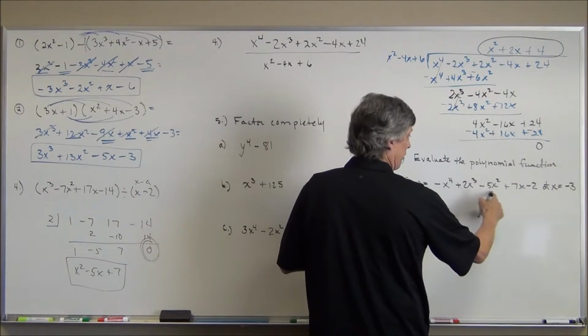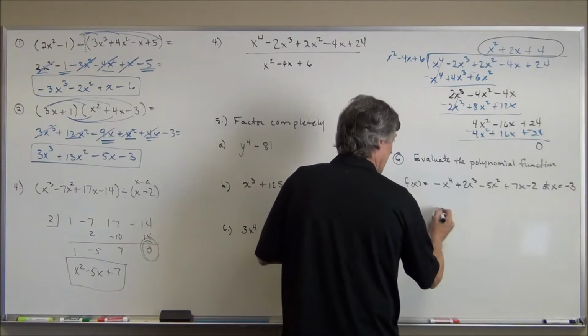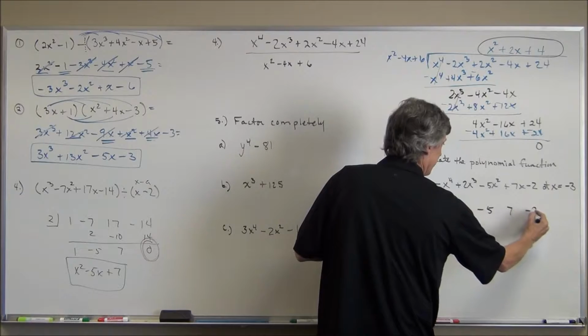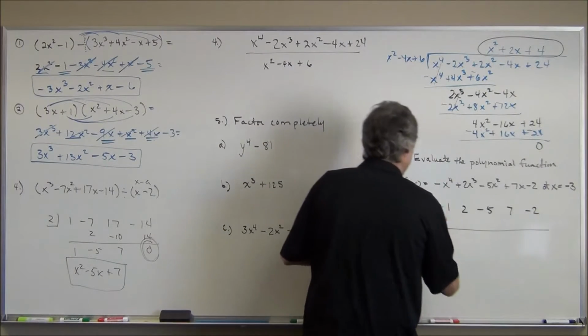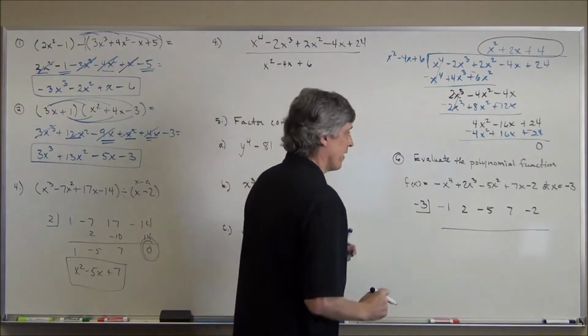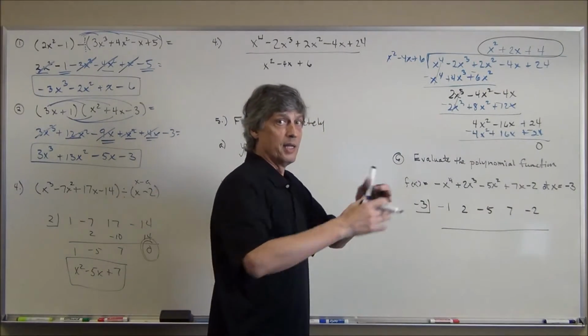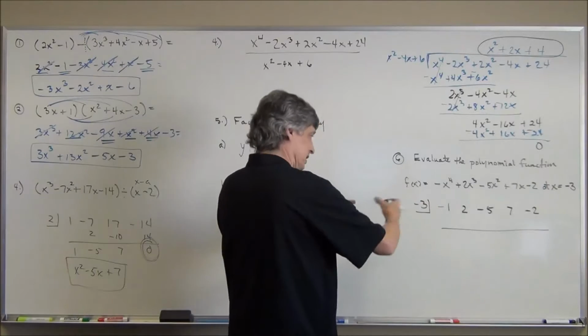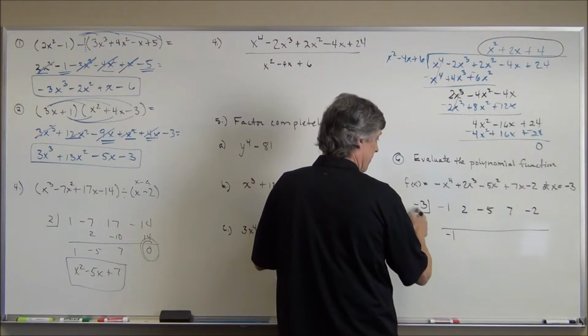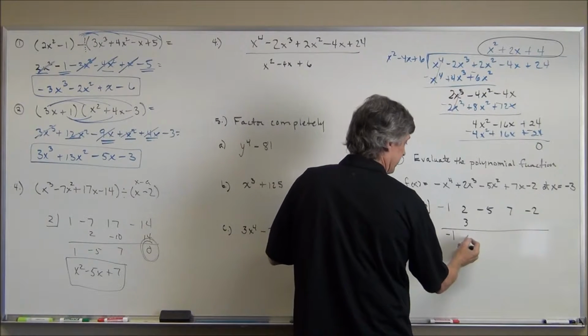X to the fourth, x to the third, x to the second, x to the first, constant. I'm going to write negative 1, positive 2, negative 5, positive 7, negative 2. And in the pocket, I'm going to plug in that number, negative 3, that they want me to evaluate it at. I'm not dividing by a binomial, but it's kind of the same principle here. So the negative 1 comes down. I multiply, that's a positive 3. I add, that's a positive 5.